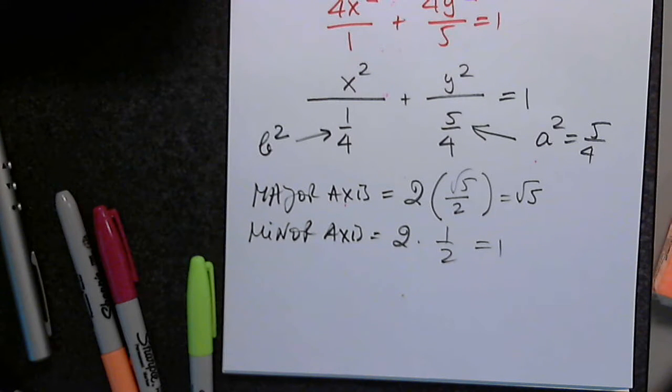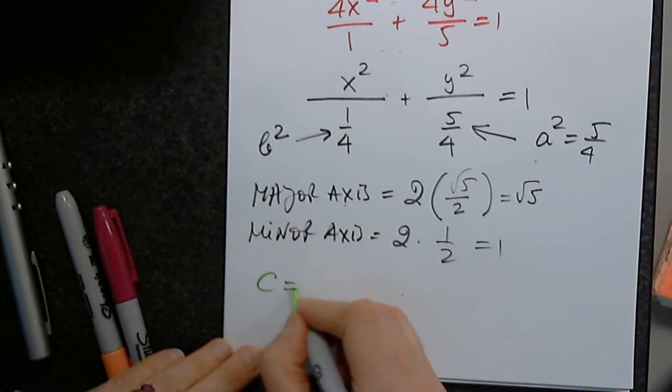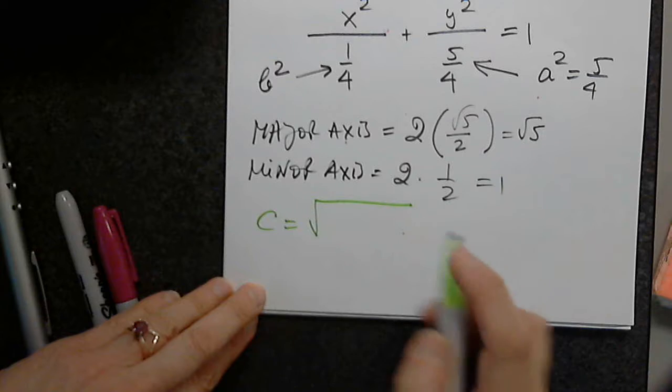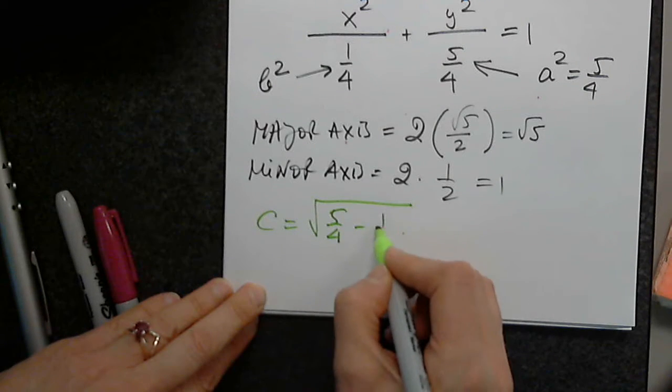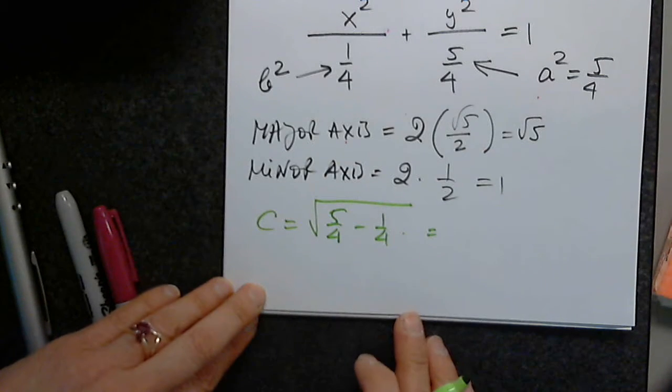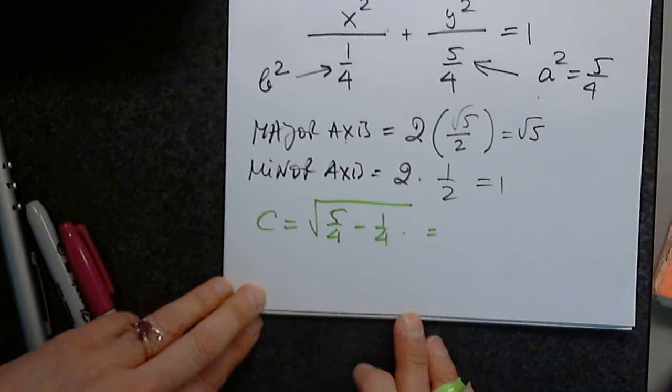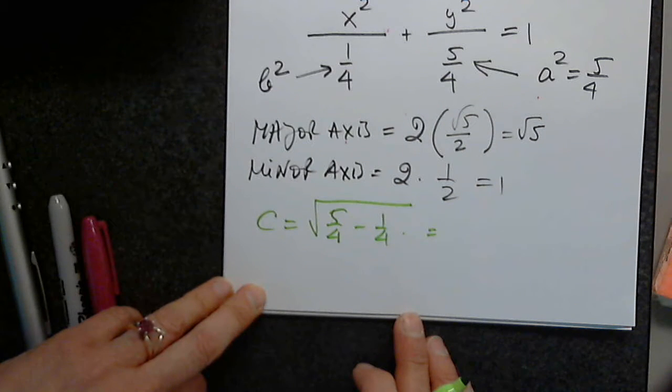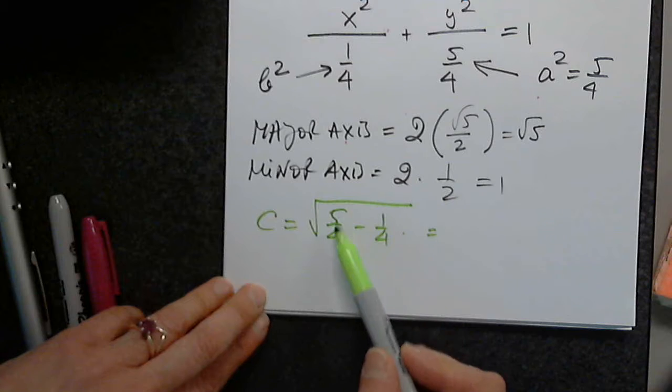I can quickly determine the c, which is the square root of 5/4 minus 1/4. Look, something nice in this ellipse. So it's 4 over 4.